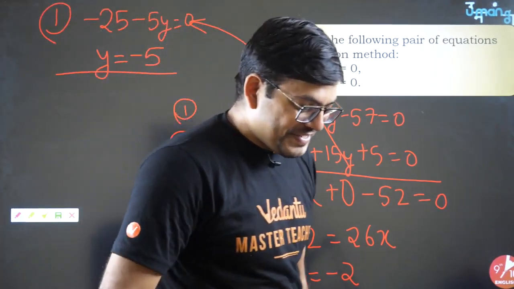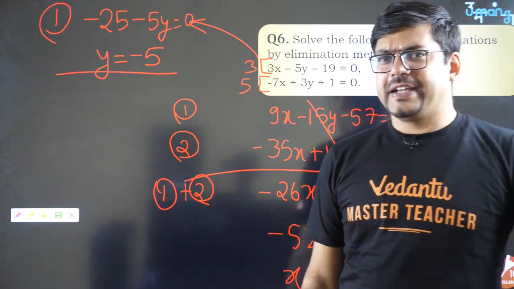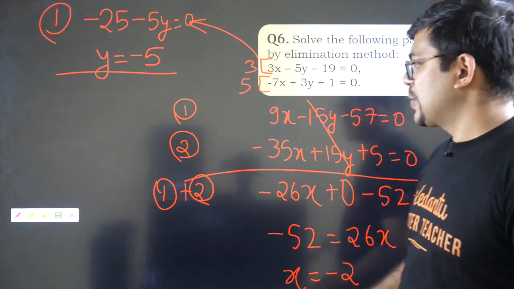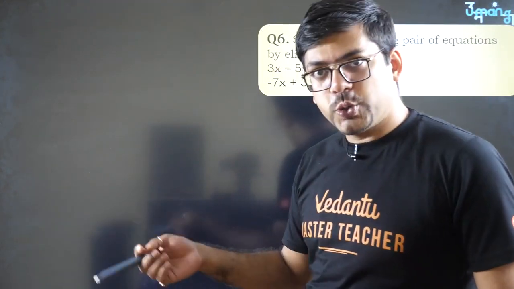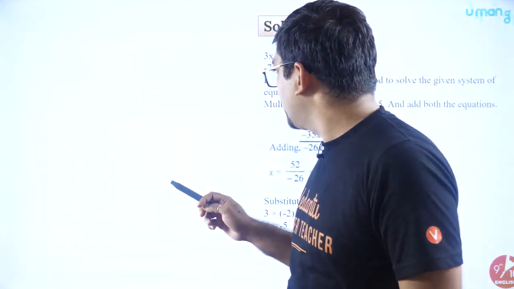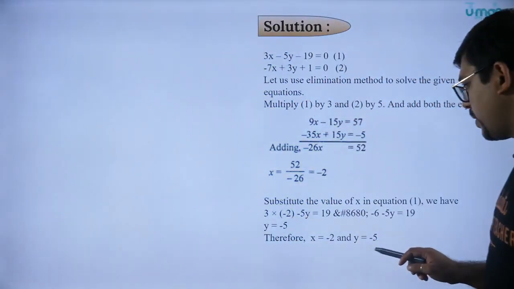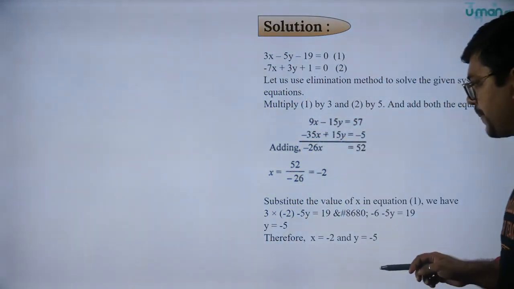Fine. So this was easy, I guess. It was not so tough, isn't it? So once you have got it, here x equals minus 2 and y equals minus 5, the same as what we also got.